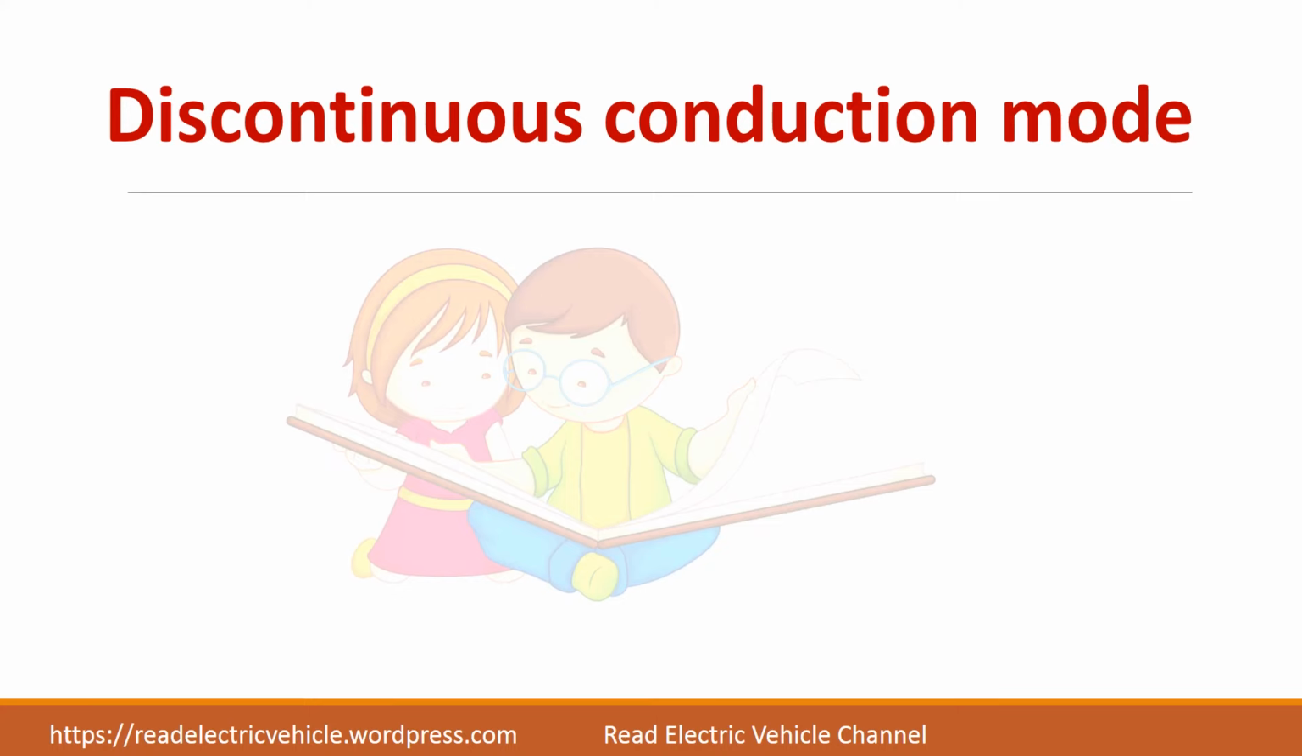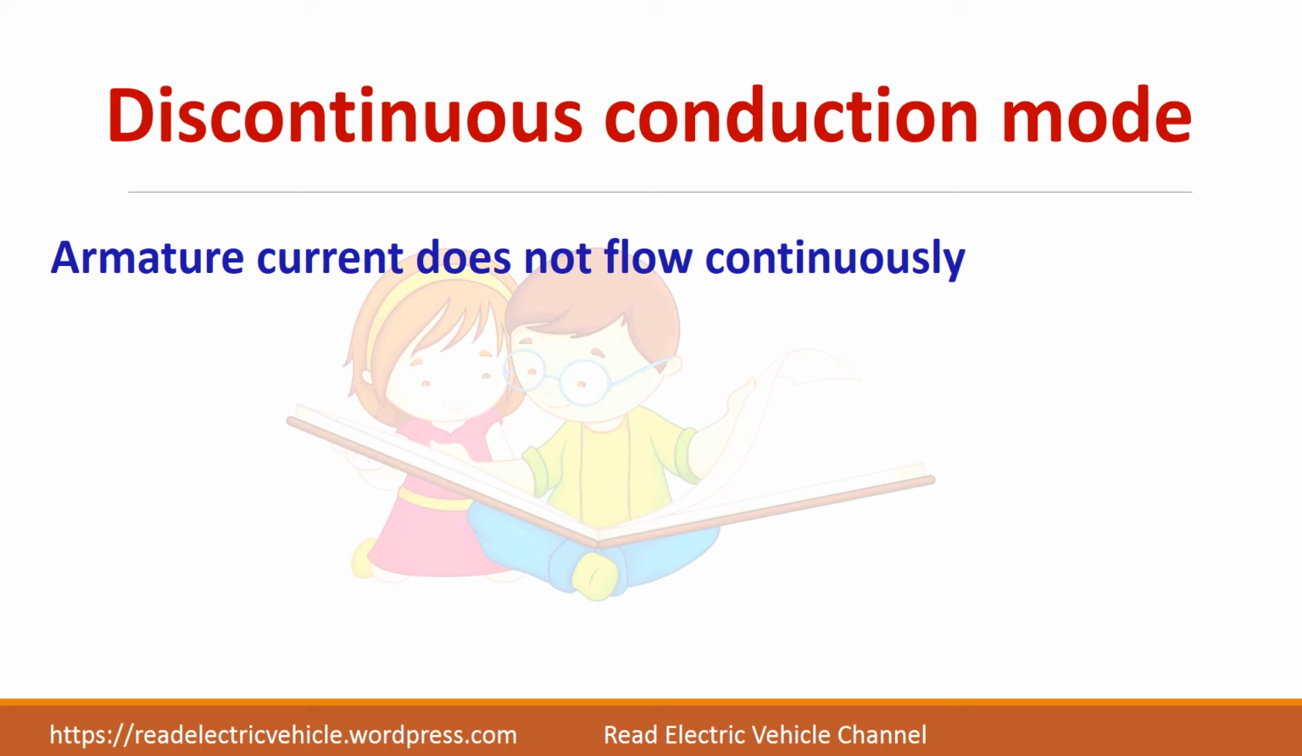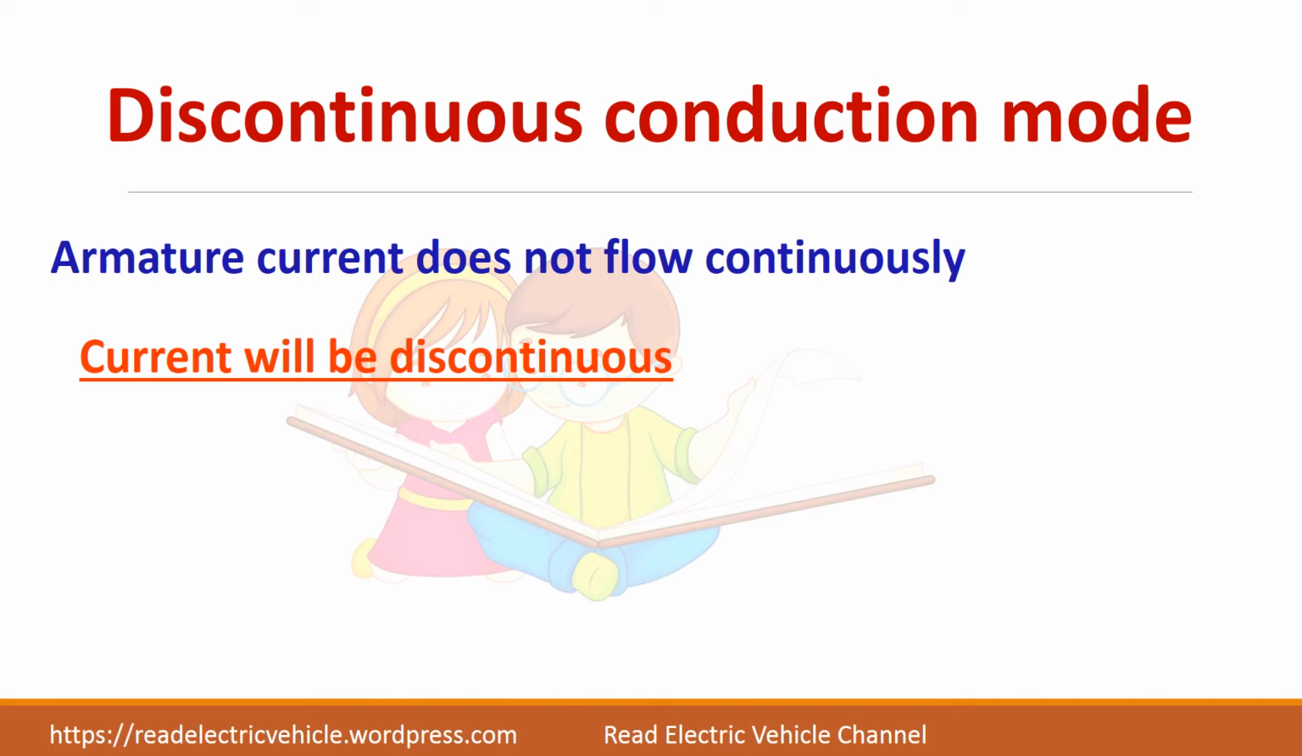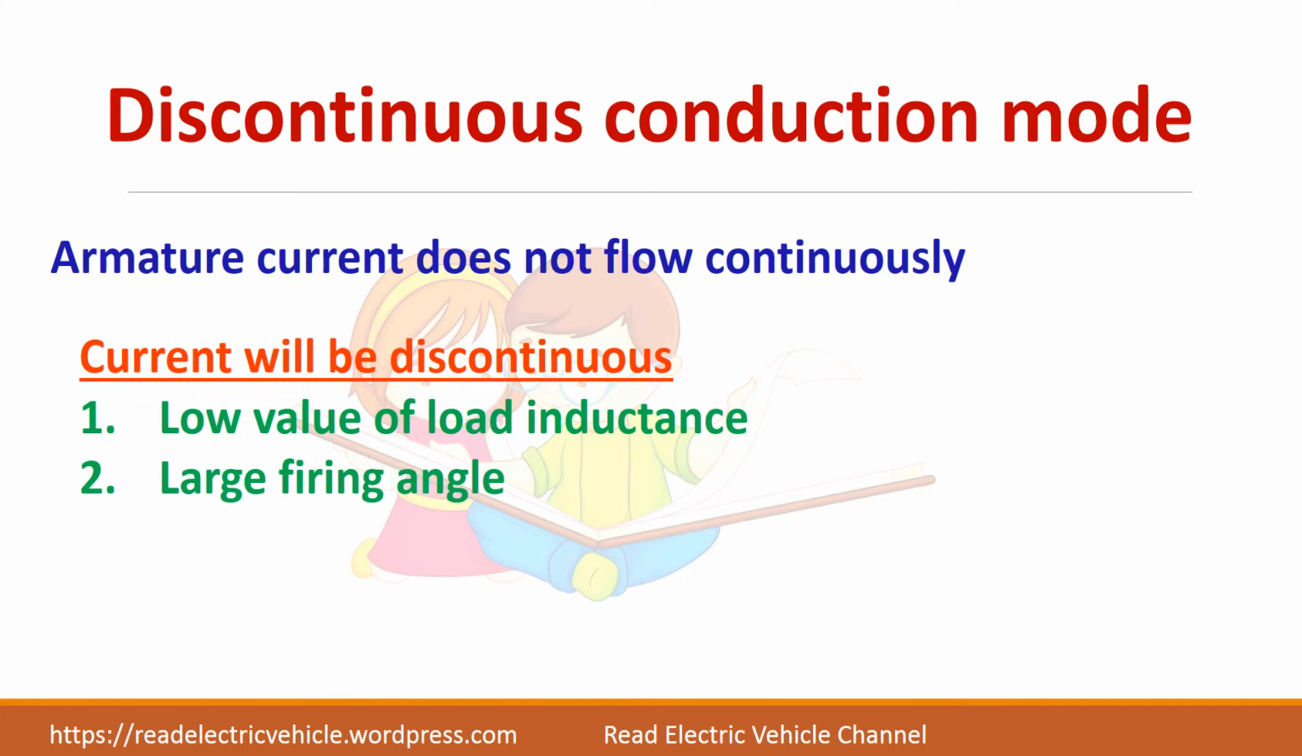Next we will see about discontinuous conduction mode. Discontinuous conduction means armature current is not flowing continuously. You get this type of condition when you have a low value of inductance, or your firing angle is so large that your conduction period is very less, and the load is very low, so it will take only less current. In such cases current may become discontinuous.